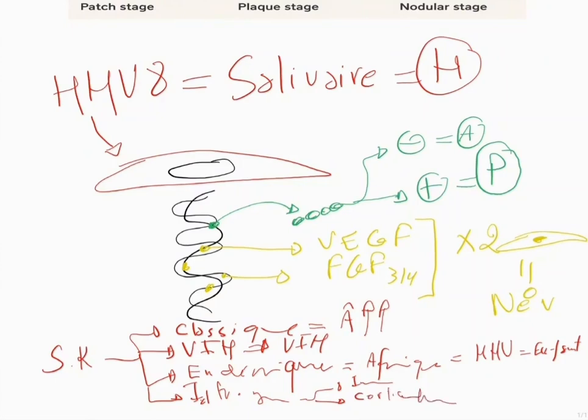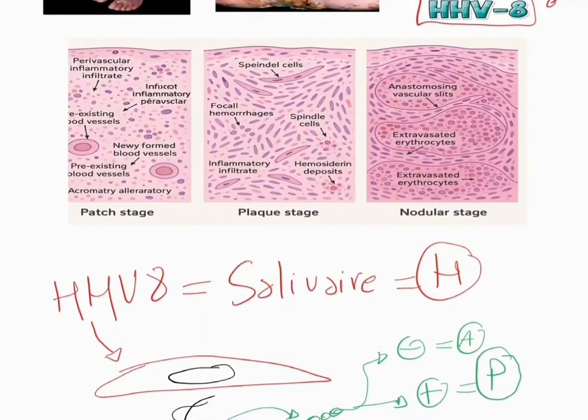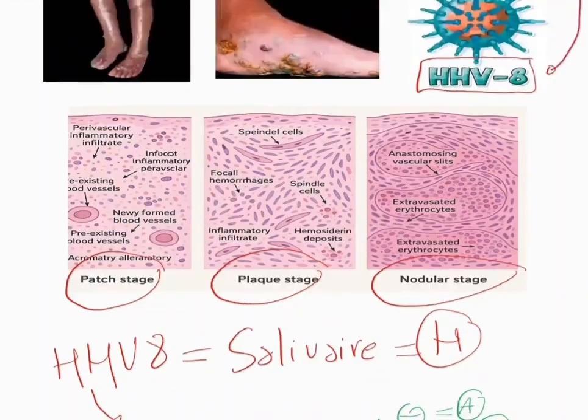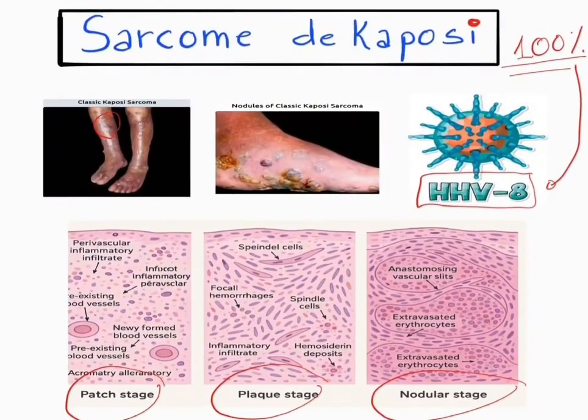So, clinically, what are we going to see? We will see three phases: the patch phase, the plaque phase, and the nodular phase. The plaque phase means we will see reddish and purplish plaques. When we apply pressure with a glass slide, the lesion is negative to diascopy. Why is it negative to diascopy? Because the plaque itself is made up of malformed blood vessels.